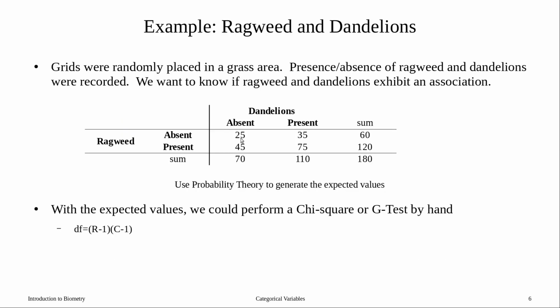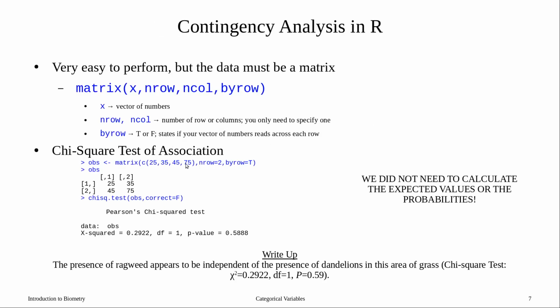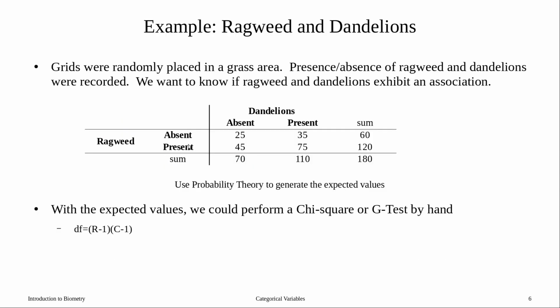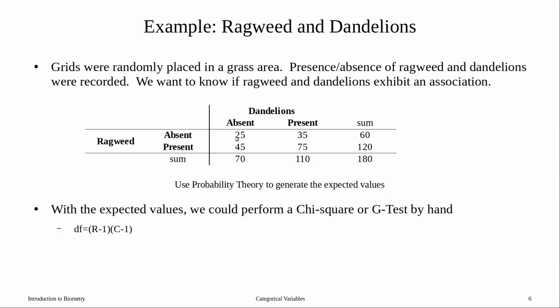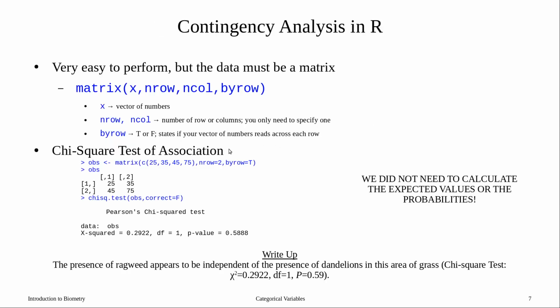So for example, in this table, we could enter our vector like this: 25, 35, 45, and 75 in order. So there's our vector. How many rows do we have? Well, we've got 2 rows. So I would do nrow equals 2. And then we loaded this vector by row. By row, 25 and 35, that's our first row, and then 45 and 75. So we're telling R to take this vector of data, make it a matrix that's going to have 2 rows, and these data appear by row.